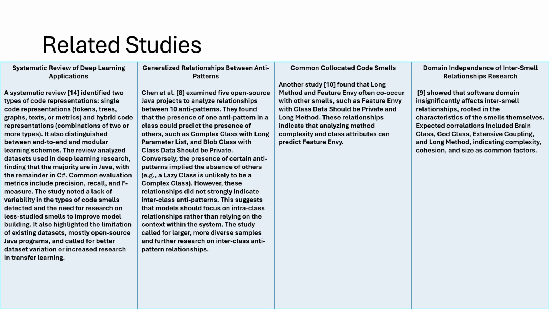Studies, starting off with a systematic review of deep learning applications. This is mostly just background knowledge to things that apply to all deep learning models. Firstly is code representation. The different ways that code is represented in deep learning models includes tokens, trees, graphs, text, or metrics. And all models are actually either single code representations, meaning one of those that I just named, or hybrid code representations, which are a combination of two or more of those types. Metrics to evaluate deep learning models include precision, recall, F-score, or F-measure, and accuracy.